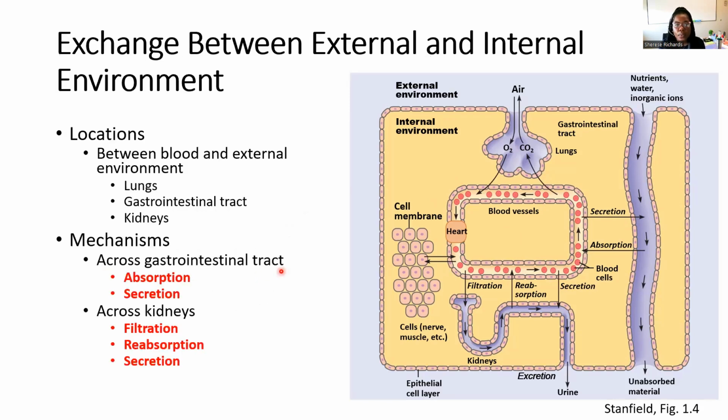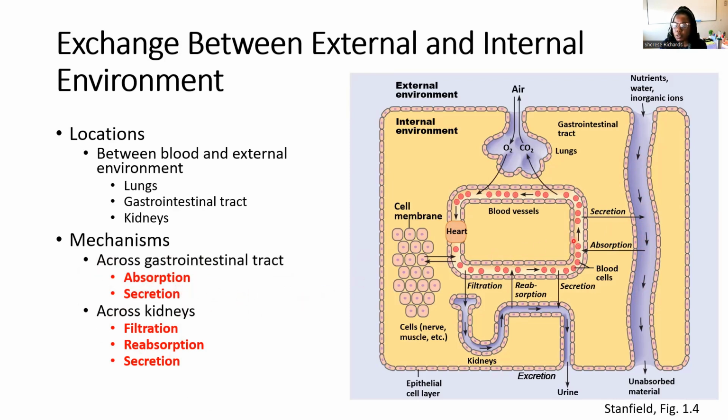All right, as we talk about the locations here, I think we already described some of the examples of these organs, the lungs, the GI tract, the kidneys being some of the most common ones. And so if we look at the exact mechanisms of how this exchange is happening, these can be described as distinct processes. So across the GI tract, absorption is the movement of substances, specifically biomolecules from the GI tract into our blood. This is how we absorb carbohydrates, how we absorb fats, how we absorb proteins. That's going to be by the process of absorption.